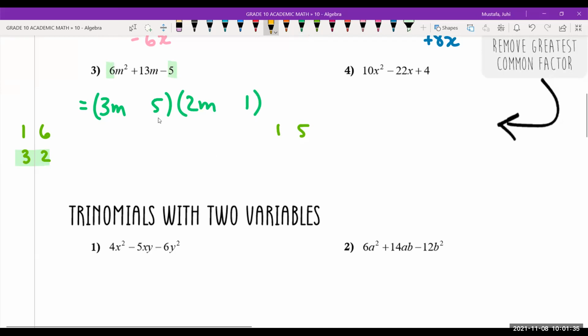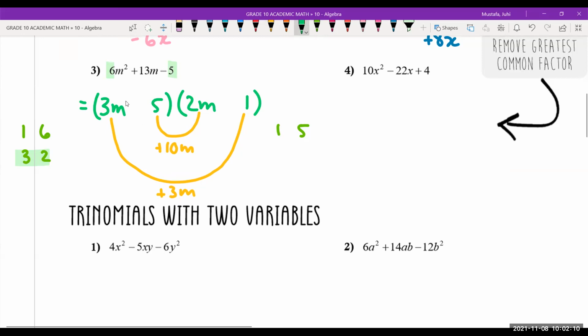So what I'm going to do is I'm going to do a smiley face here. 5 times 2m is 10m. I'll do a smiley face over here. 3m times 1 is 3m. Can I add or subtract 10m and 3m to get positive 13? 10 and 3 to get 13? I could add both of them together.